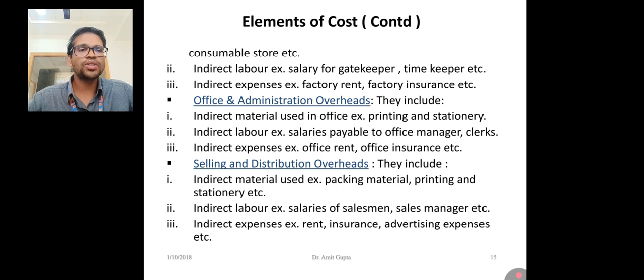Then selling and distribution overheads. It includes indirect material used, for example, packaging material, printing and stationery. Then indirect labor, for example, salary of salesman, then sales manager. Then indirect expenses like rent, insurance, advertising expenses, etc.